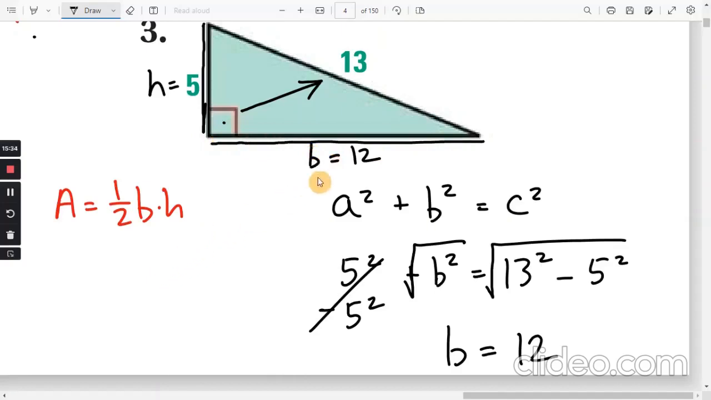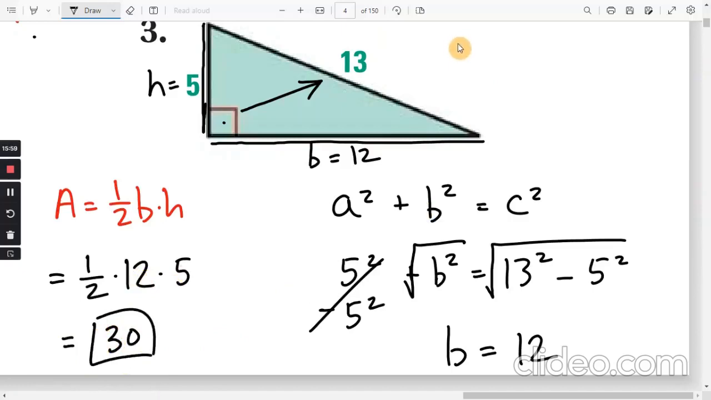This b stands for base. This b was just in the Pythagorean theorem. It's just a coincidence that they both matched. Anyhow, we have 1/2 base, which is 12, times the height, which is 5. Half of 12 is 6, times 5 is 30.